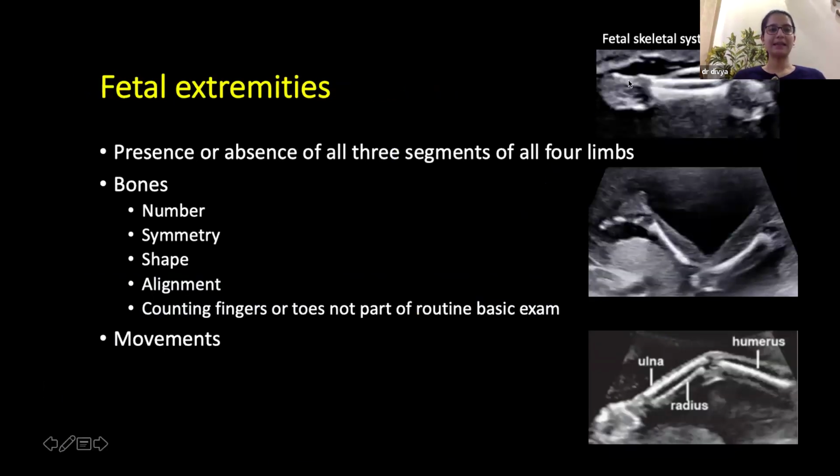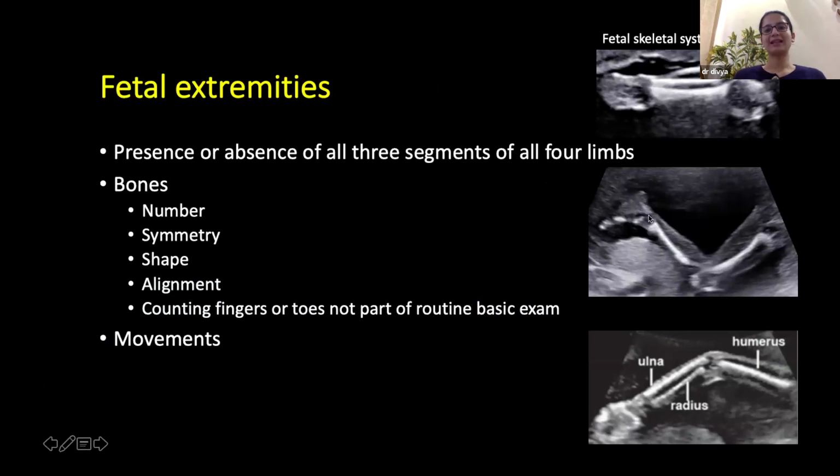Now, in the basic examination, we don't measure other bones, but we eyeball all the 3 segments of all the 4 limbs. As you see here, we look at the lower limbs, the upper limbs, both the upper and the lower limbs. We look for the presence and absence of 3 segments. We look at the bones to see if they are normal in number, they are symmetrical on either side, look at their shape or contour, look at the alignment of the foot with respect to the lower leg.